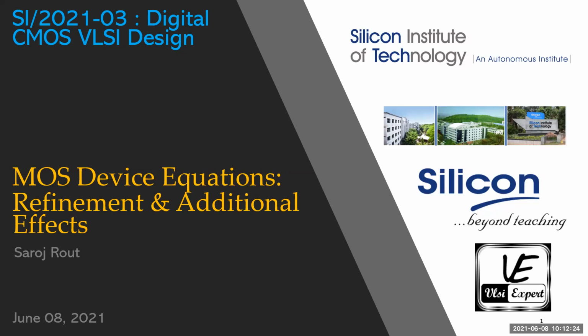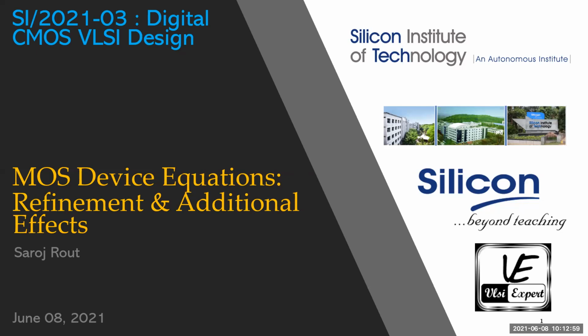In the present technologies, forget about the 7 nanometer, even the older technologies like 250 nanometer, 180 nanometer, the equations we have derived so far are not exactly correct. Okay, and it's mostly to do with the channel being shorter and the oxide being thinner. That's mostly what the effects are. But that doesn't mean that the equations are wrong. It's just that we have to refine it to make it accurate.